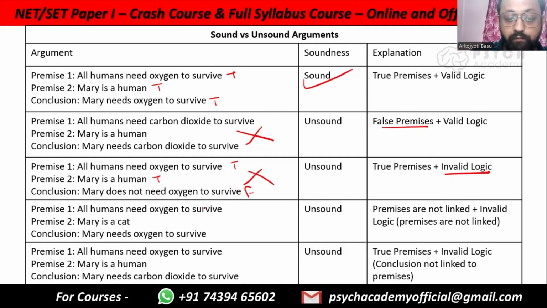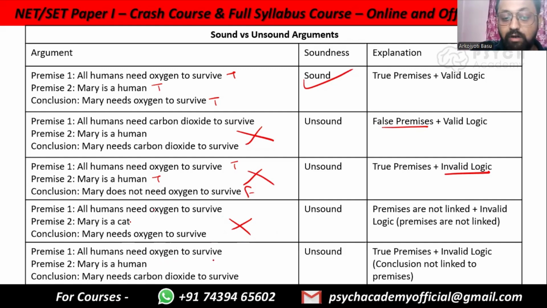All humans need oxygen to survive. Mary is a cat. Okay. Mary needs oxygen to survive. We do not know if cats and humans are the same. Information is given about humans. You are making another statement about a cat, and you are making a conclusion about a cat from information about humans. The premises are not even linked. This one and this one do not even have a link with each other. So unsound. It has to be invalid logic.